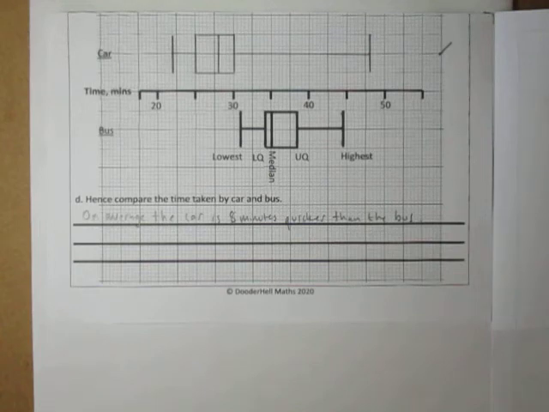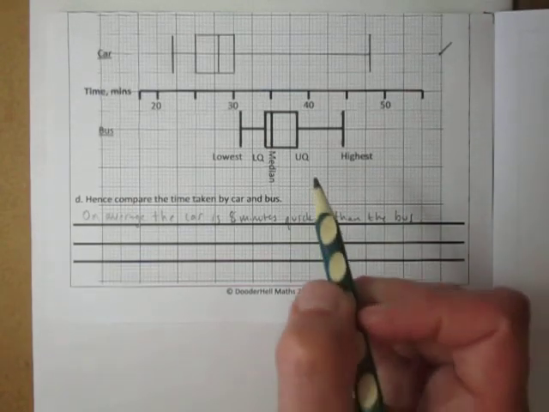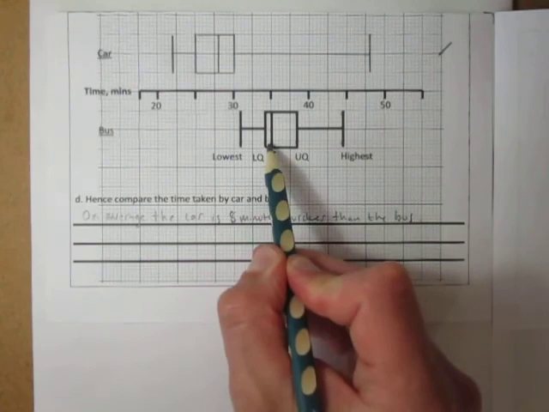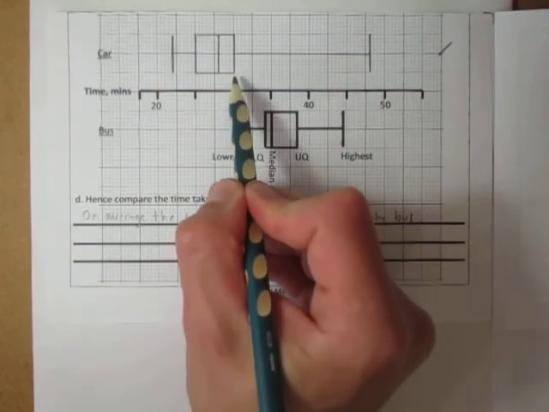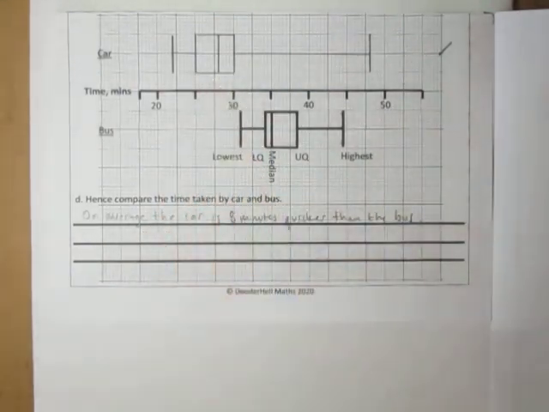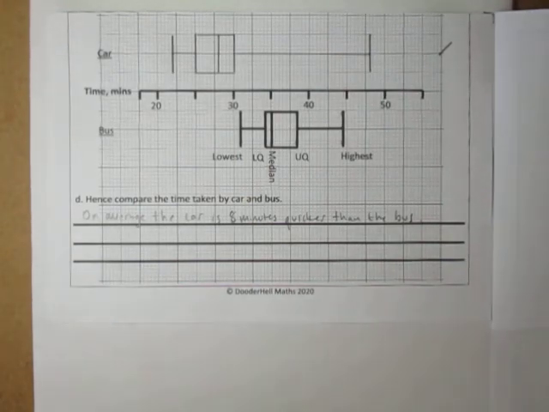The other comparison we need to look at is the measure of spread, and we can either comment on the interquartile range or we can comment on the full range. I'm going to use the interquartile range here because that's obviously what we've introduced this lesson, but you could use the range as well. If we look at the interquartile range, we can see that the interquartile range for the bus is ever so slightly less than the interquartile range for the car. Therefore, the times taken are less varied when you travel by bus.